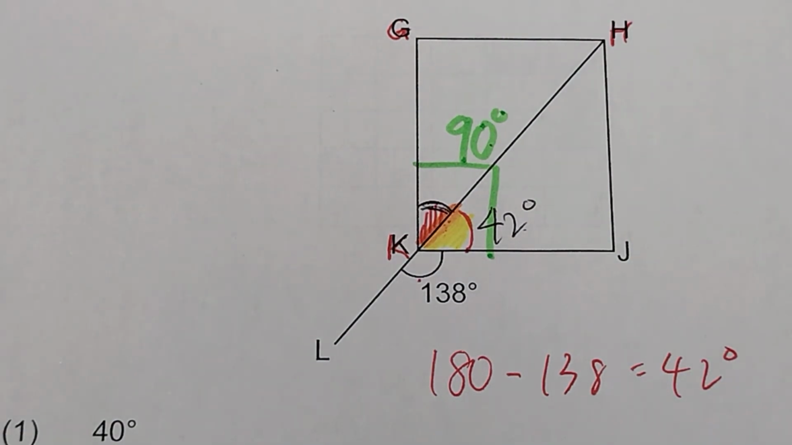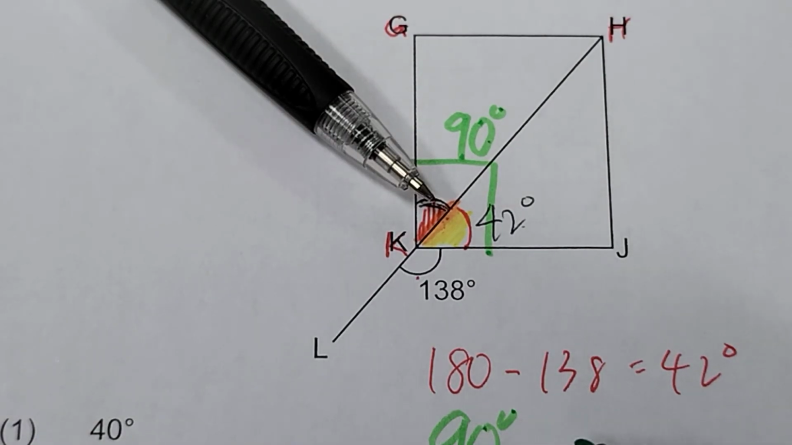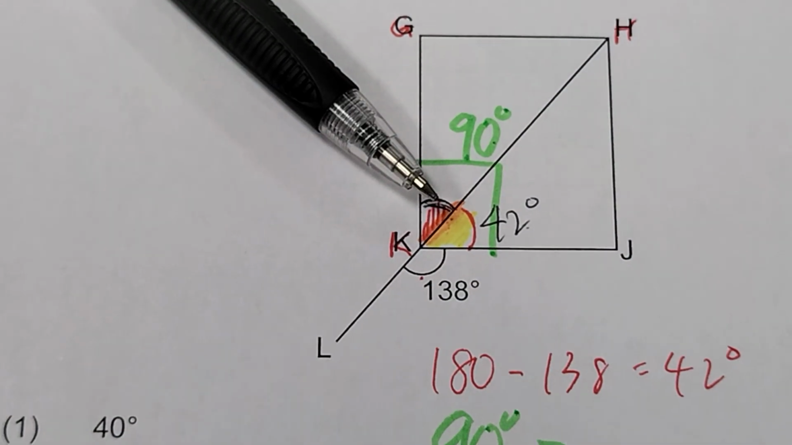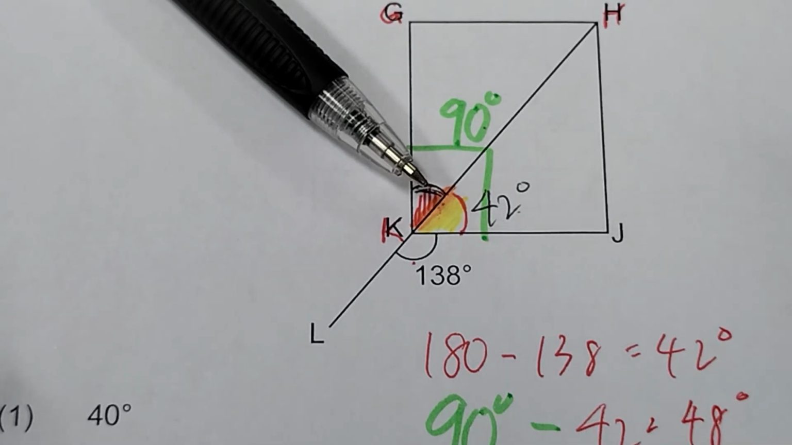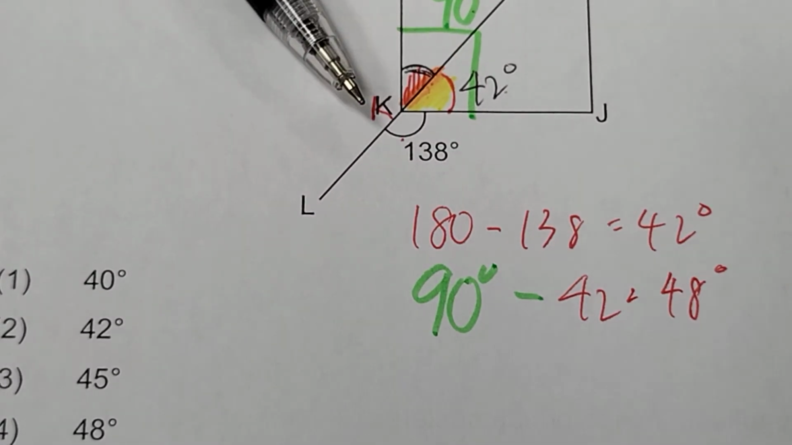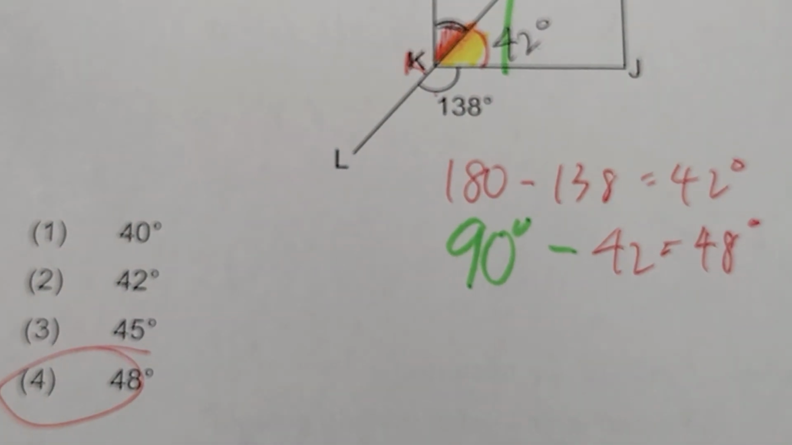So this 42 degrees plus this angle will give me 90. So how do we get this angle that we're supposed to find? We use 90 degrees, take away this 42, we will have 48 degrees. And 48 degrees is the answer.